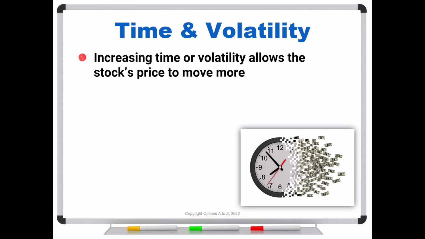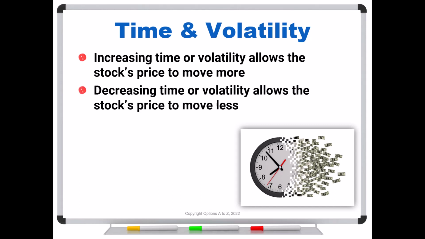So increasing time and increasing volatility are in a way two different ways of doing the same thing. They are allowing the stock price to move to higher or lower levels. And then of course the opposite is true. Decreasing time or volatility allows the stock's price to move less. And that's really what you have to understand to figure out what's going to happen to your deltas.